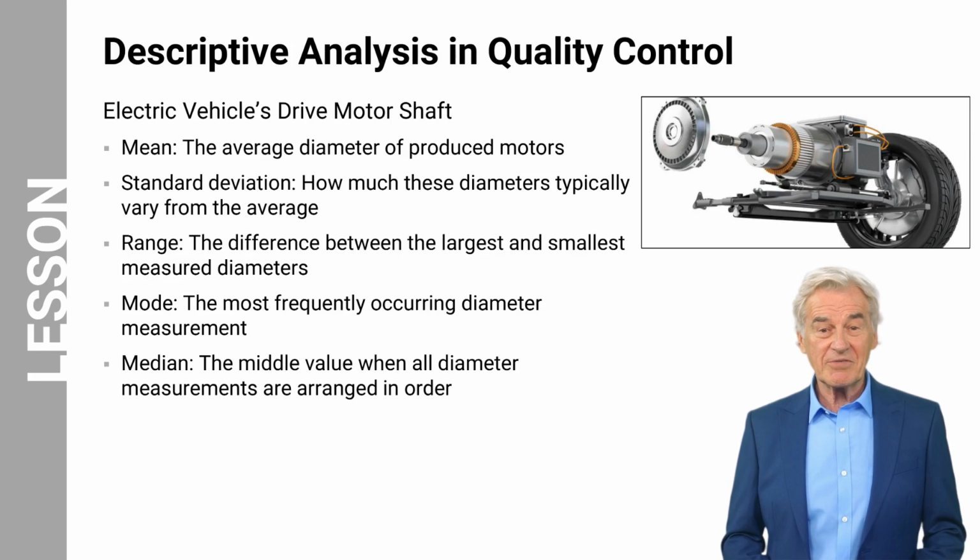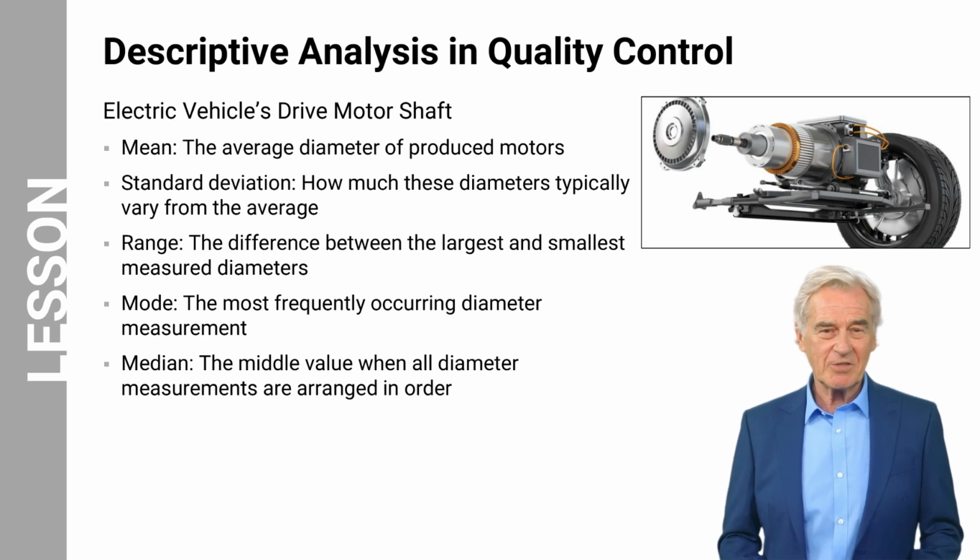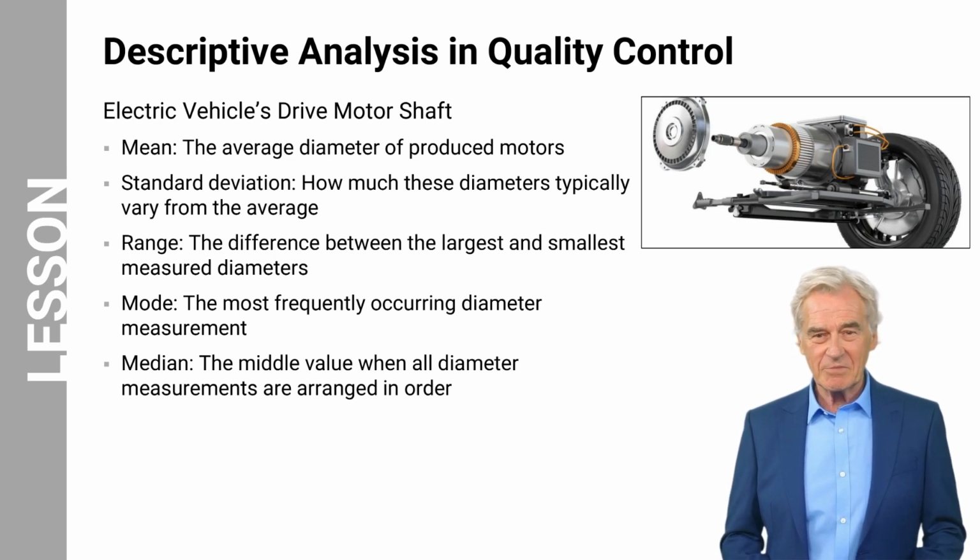Here is an example of how descriptive analysis would be applied in manufacturing quality control of a drive motor shaft dimension. The mean diameter measurement tells us the average size of all manufactured shafts, which must precisely match engineering specifications for proper motor function and power transmission. The standard deviation reveals how consistently the manufacturing process produces shafts within tolerance. Even small variations could lead to increased vibration, reduced efficiency, or premature wear.